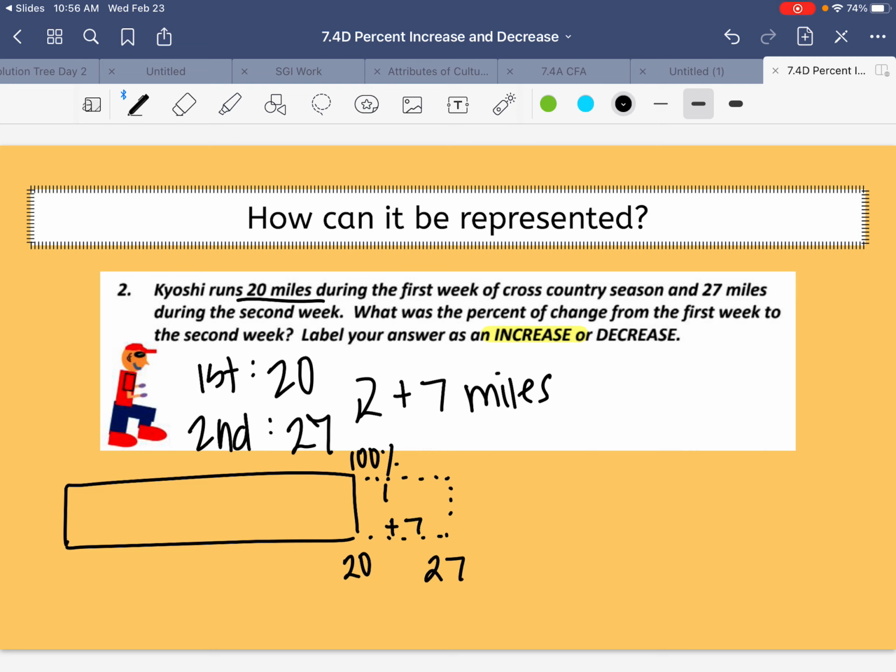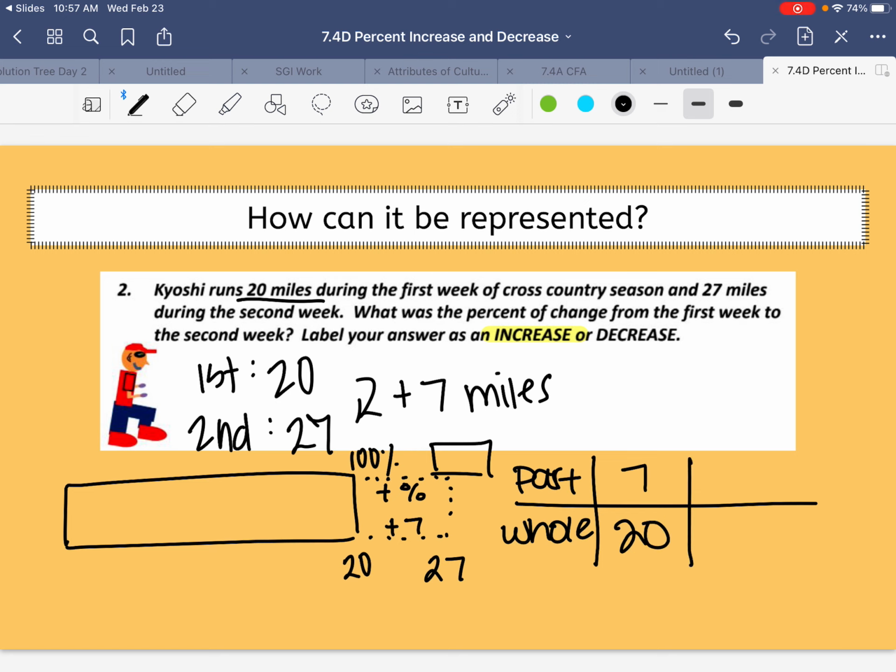And now I want to know what percent I added. So I'm looking for the percent that I increased. If I changed by 7, I need to find what 7 out of 20 is. So I'm going to use my strip diagram to represent this in a ratio table. I know that I'm going to use part over whole. So 7 would be my part, and the whole would be the original 20.